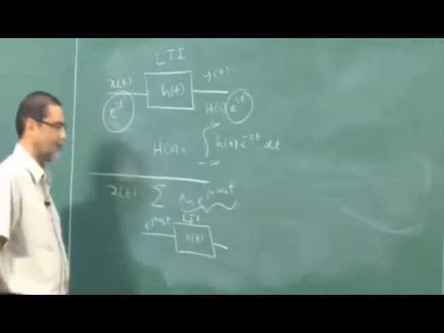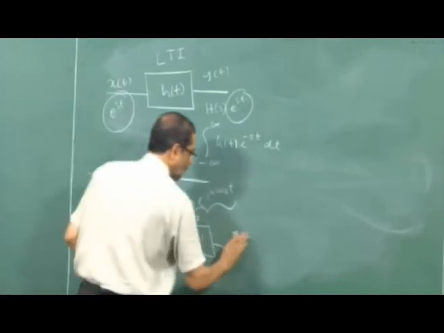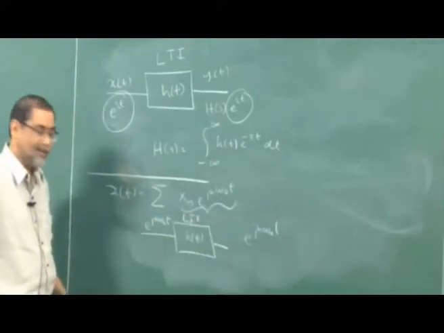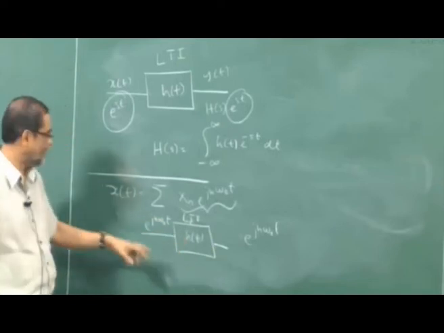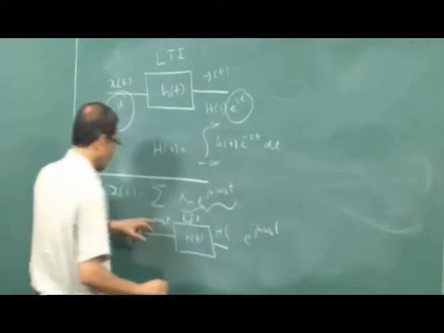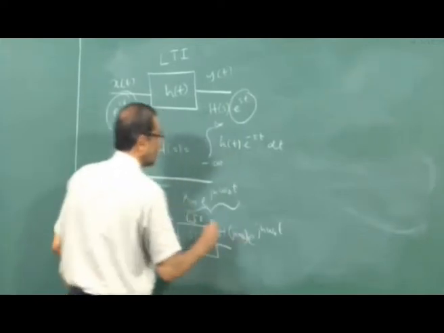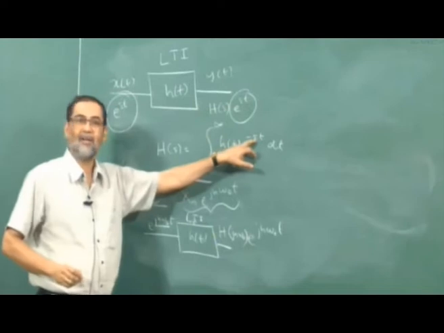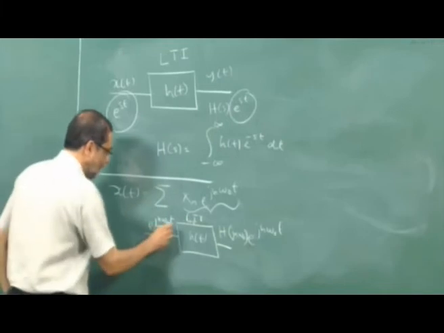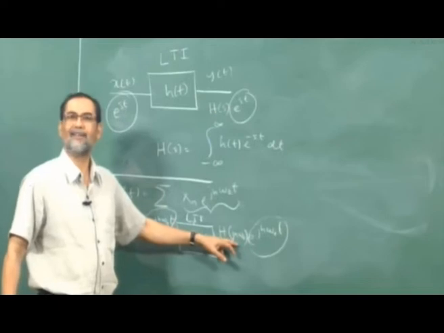I can compute h of s from here. Then the output will be e to the power of j n omega naught t. Same frequency will come out, right? That's because it's an LTI system and this is its eigenfunction. Then the scaling factor, the frequency now being j n omega naught, means substitute s equal to j n omega naught and evaluate this integral. That is the value of the scaling factor. So input and output are identical except for a scaling factor.